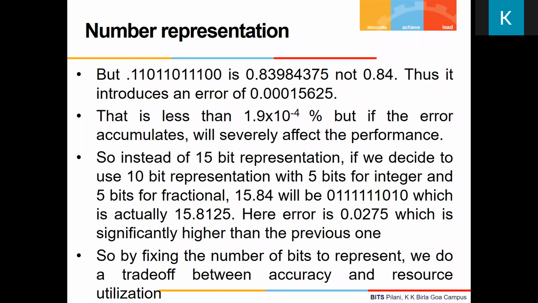Remember, this number representation, this connection, is going to every neuron. So there will be hundreds and thousands of buses with this particular bit width. So reducing 5 bits per bus means the amount of resources that you are saving is actually enormous. That's quite high. But the additional error that you introduced is this much, 0.0275.